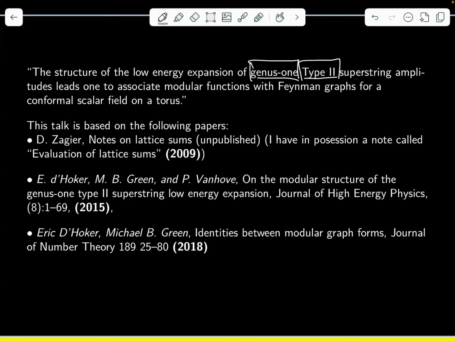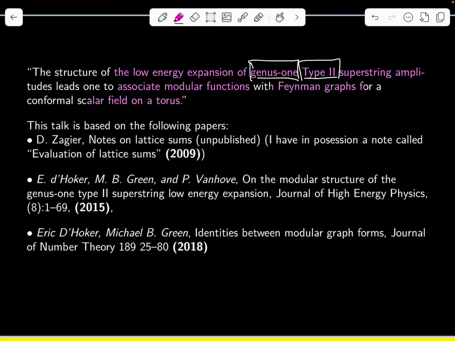So when you look at this low energy expansion of genus 1 type 2 superstring amplitudes, there you see numbers, and these numbers are, say, functions. These are these associated modular functions. And the graphs are Feynman graphs. So if you know how Feynman graphs appear when you compute the amplitude, these are the same Feynman graphs. And all that happens on a torus, so in genus 1.